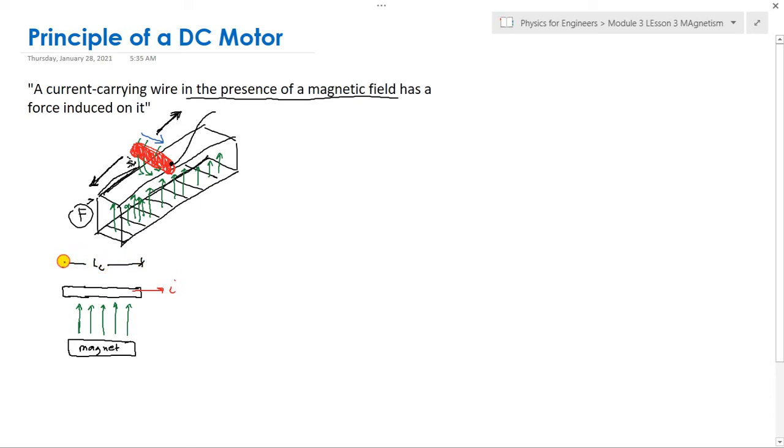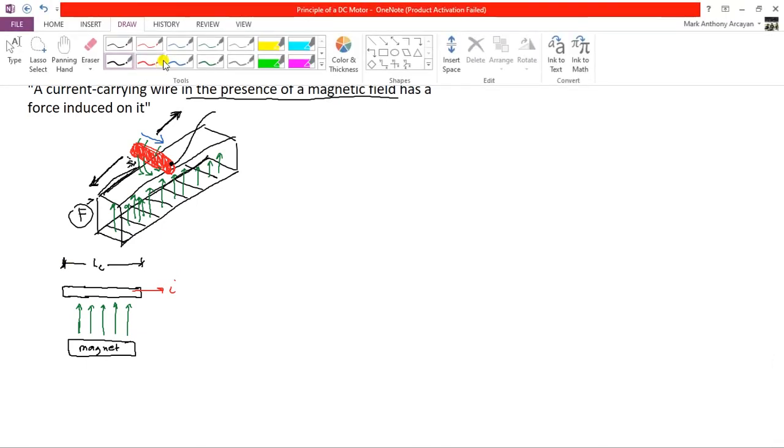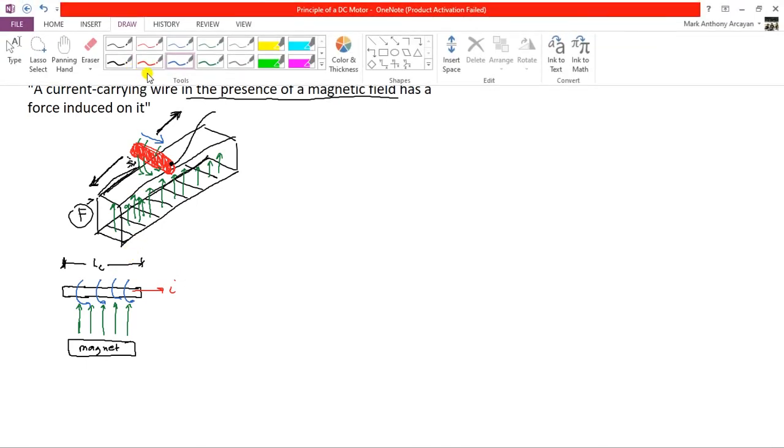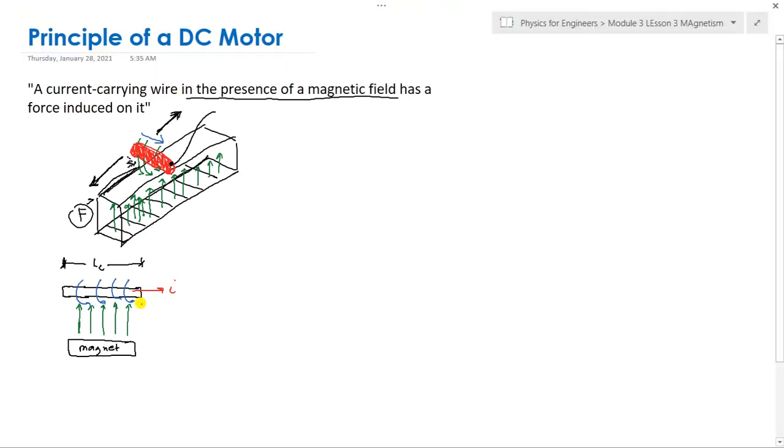So please don't forget the formula we used previously. What is the magnetic field the conductor interacts with? By having this orientation, another parameter we denote is the angle between the conductor and the magnetic field. In this case, the conductor is horizontal and the magnetic field is vertical, therefore the angle between them is 90 degrees. In this orientation, that is 90 degrees, so there is a force.